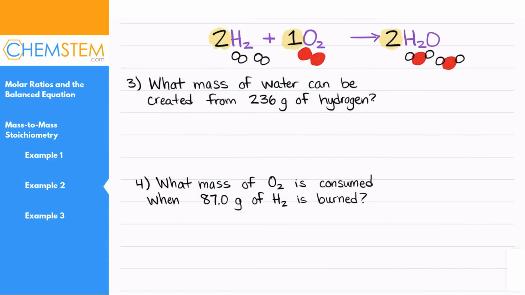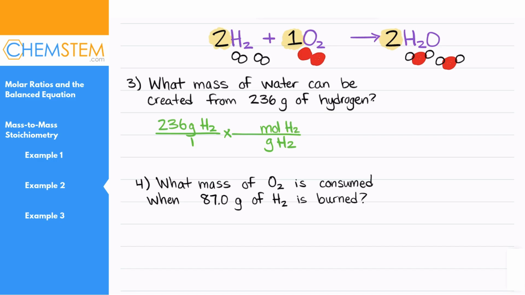Let's do 2 more stoichiometry problems. Sometimes they're worded a little differently, so these are worded in a way that you also might see. Number 3 says, what mass of water can be created from 236 grams of hydrogen? So we have available to us 236 grams of H2. And I'm going to go from grams of H2 to moles of H2.